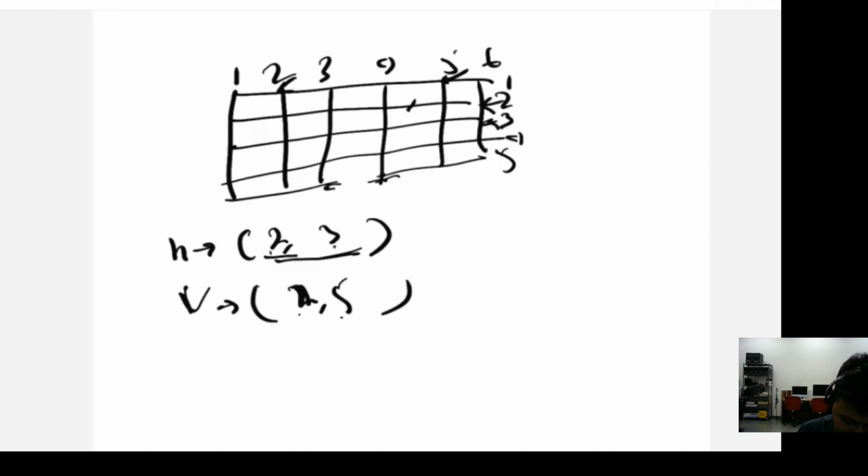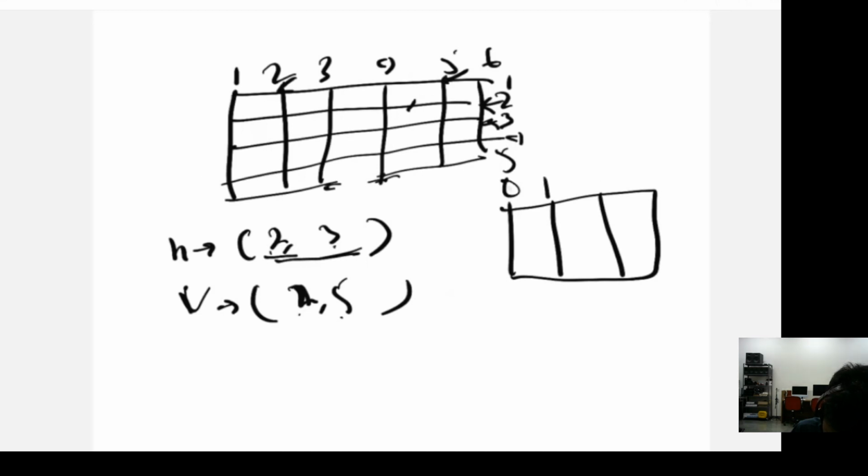So they will give you two arrays, and the first array represents which horizontal lines you can remove, and the second array represents which vertical lines you can remove. So they give you the option to remove some lines, and after removing those lines you have to find out the maximum area of a square that you can create by removing these lines.